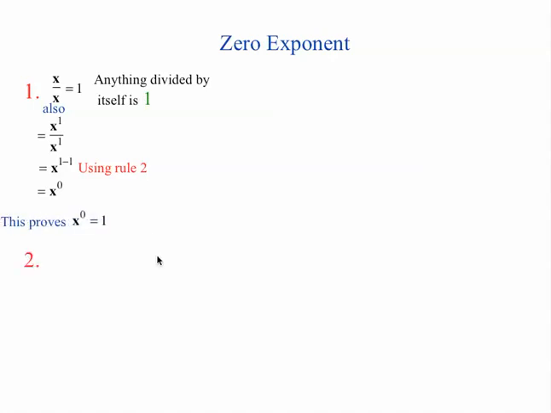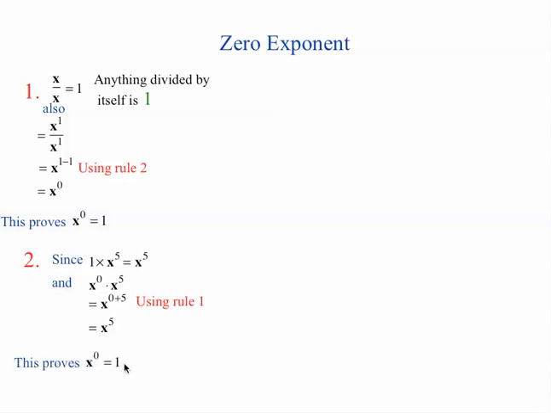Here's another example. We know that 1 times x to the 5 is x to the 5. But also notice that x to the 0 times x to the 5 is, add the exponents when multiplying powers with the same base. You add the exponents, so we have x to the 0 plus 5, which is x to the 5. So this proves that multiplying by x to the 0 is the same as multiplying by 1, which shows that x to the 0 is 1.